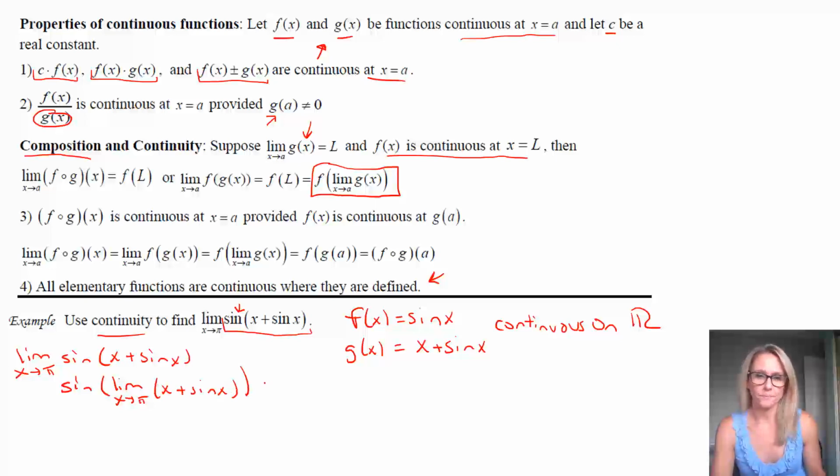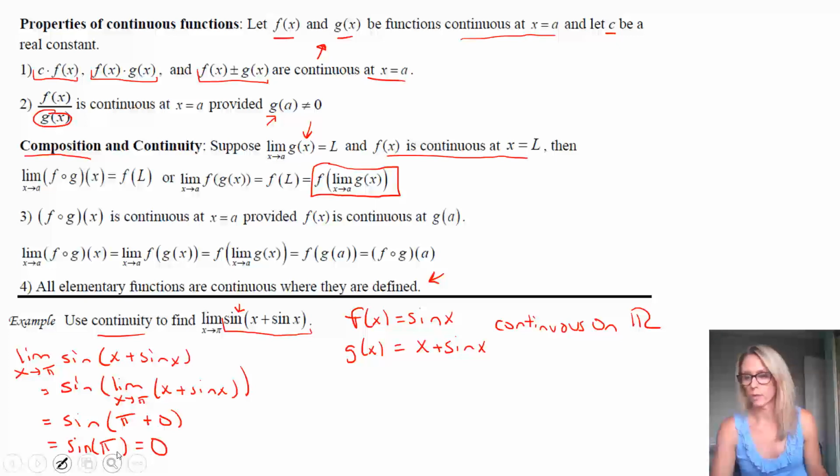There you go. And now that we can look at it this way, now we can say, okay, since that's continuous, now we can plug in our pi. And we get sine of pi plus sine of pi, well, that's sine of pi plus 0, and sine of pi is just 0. So using continuity, we get the answer of 0.